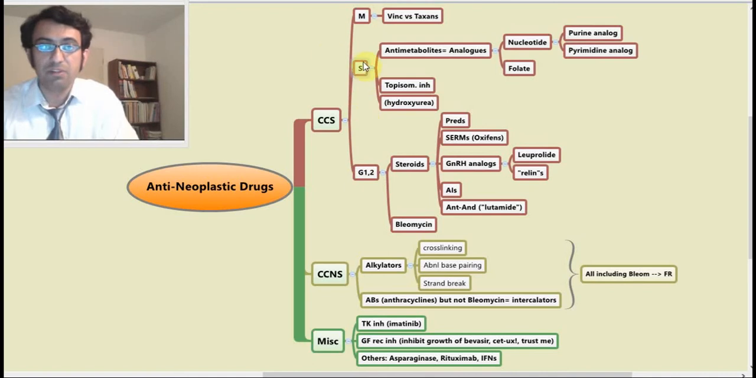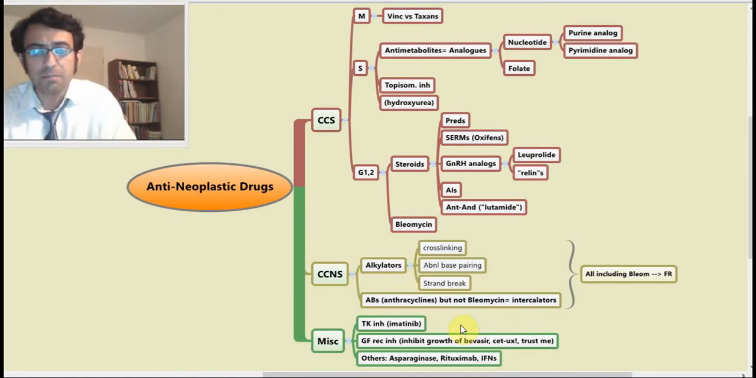Let's talk a little bit about cell cycle non-specifics and miscellaneous drugs, and then we will go ahead with a more detailed review of the points related to these drugs. Cell cycle non-specific drugs include the broad category of alkylators and then antibiotics other than bleomycin. However, an important point about cell cycle non-specific drugs is that all of them, either alkylators or antibiotics, to be more precise, anthracycline type antibiotics, produce free radicals as their mechanism of action. However, alkylators use that free radical to cause a different type of damage than that of antibiotics.